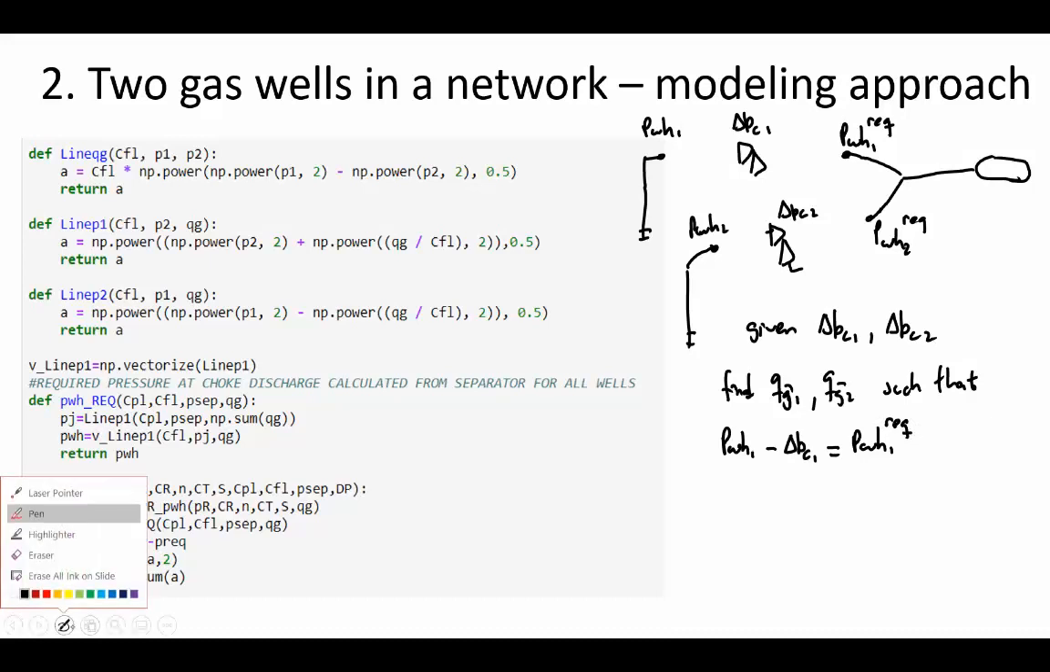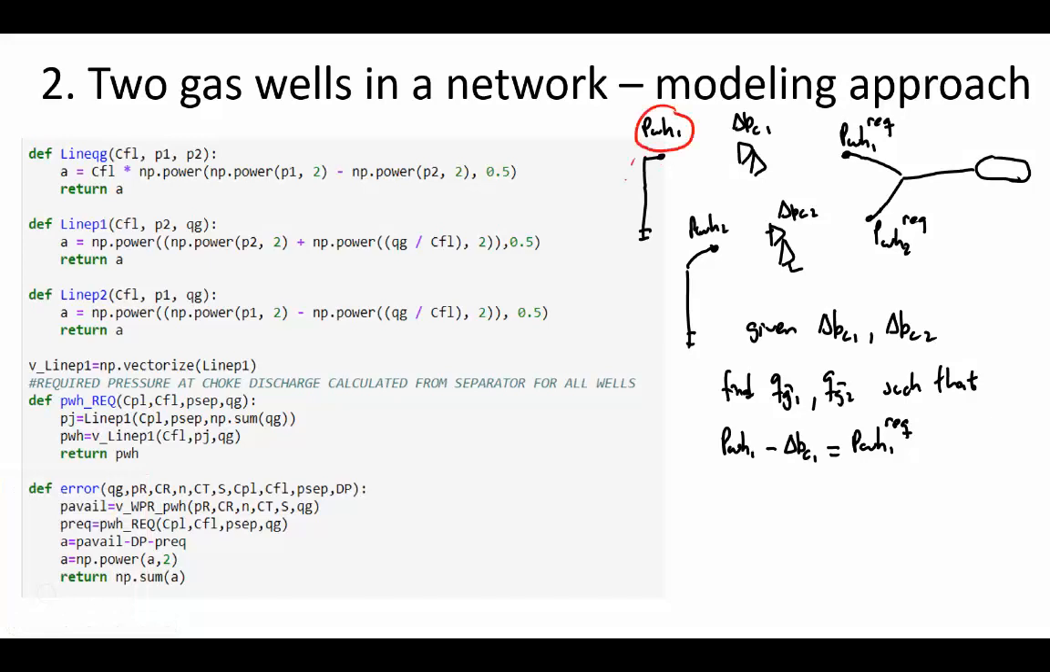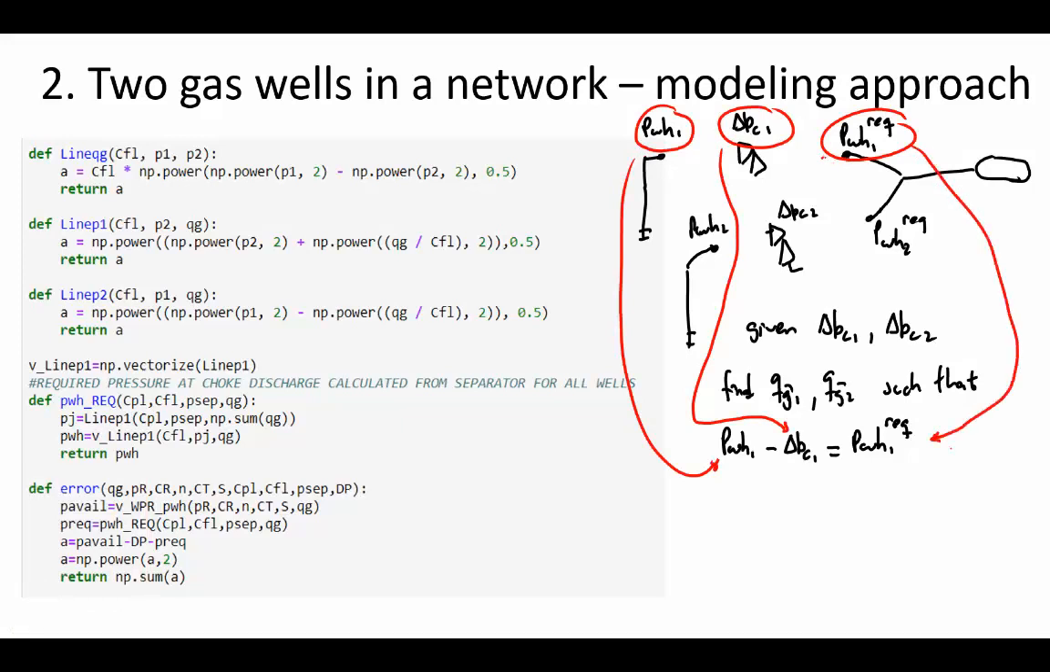That means this guy, this guy, and this guy. Each one of them is calculated, this required is calculated with the PWH required function. This one is an input, and this guy is calculated with the WPR PWH function. And also for the other well, I have PWH2 minus delta P choke 2 will be equal to PWH2 required. And I want to drive those two to 0.